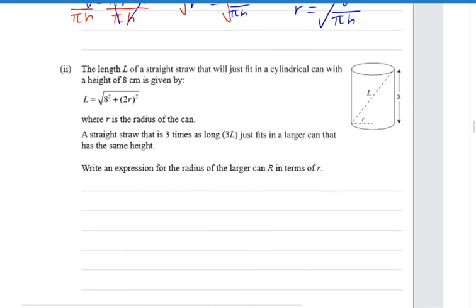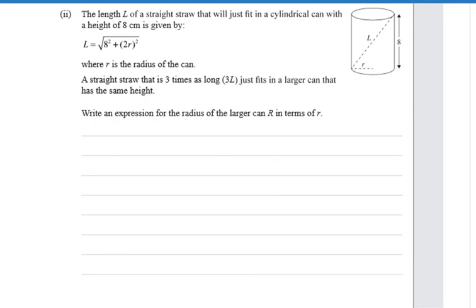Okay, question 2. The length of a straight straw that will just fit in a cylindrical can with a height of 8 is given by this. So you can say, thank you examiner, and that's obviously something that's going to help me. R is the radius of the can. A straight straw that is 3 times as long just fits in a larger can that has the same height. So we have a larger can with the same height of 8. So if you can imagine, a big can like this, that's also a height of 8. Write an expression for the radius of the larger can.